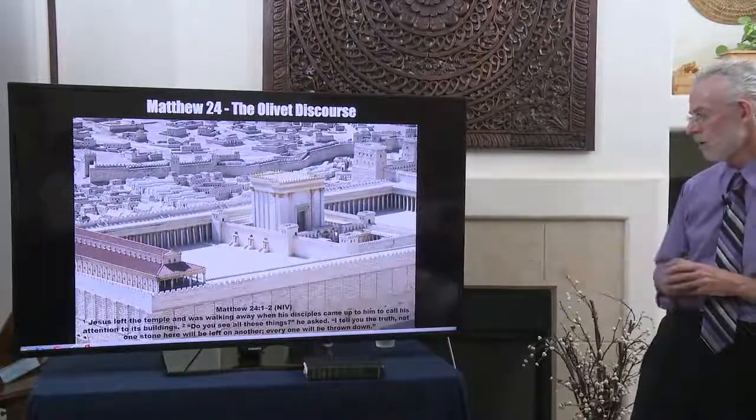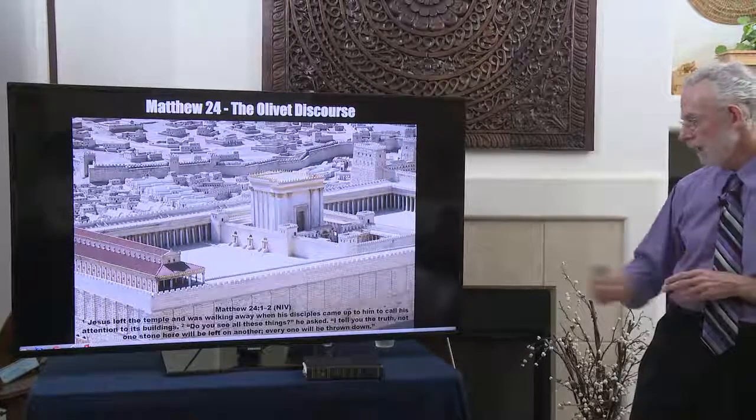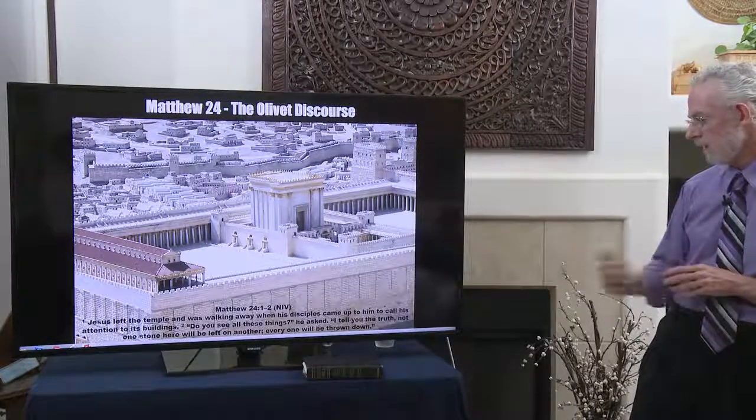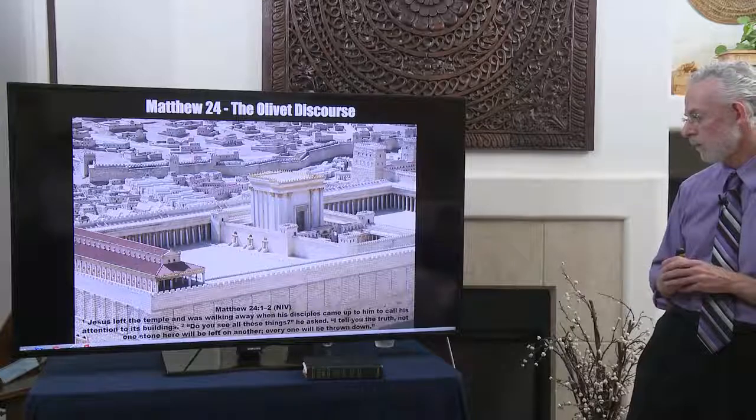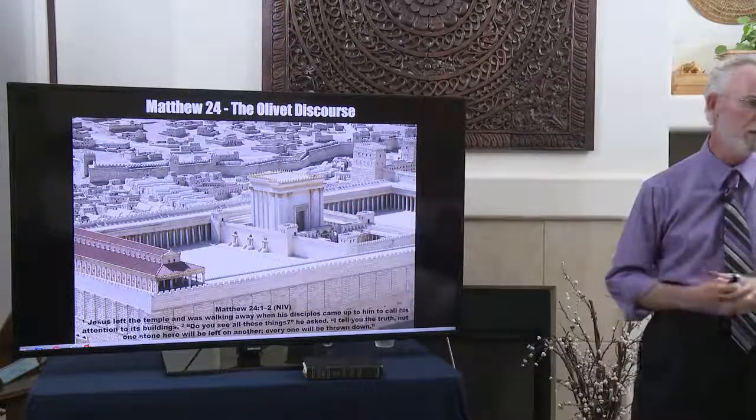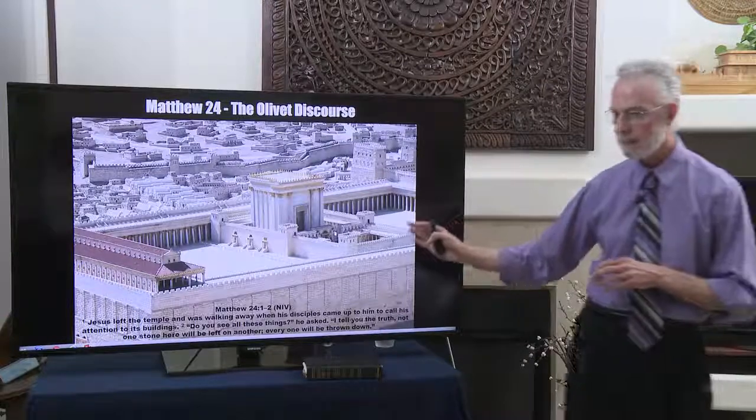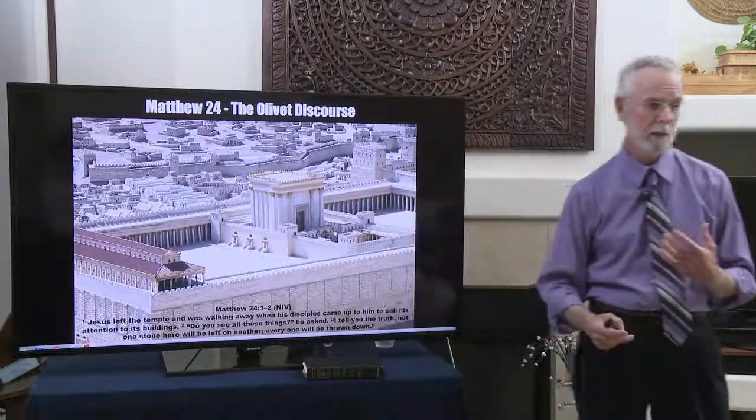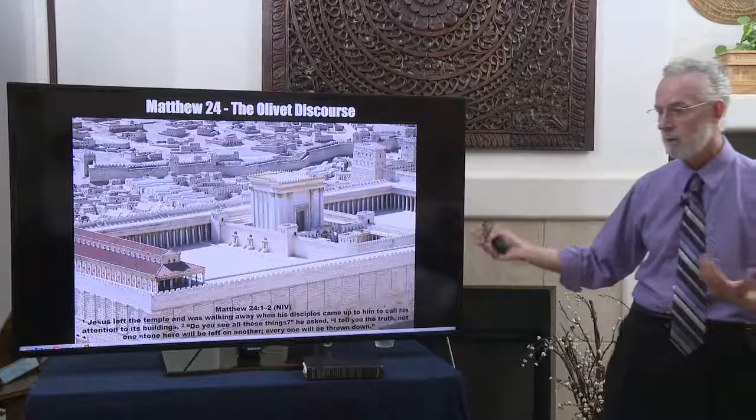And his disciples came up to him to call his attention to its buildings. And Jesus said, "Do you see all these things?" He said, "I tell you the truth, not one stone here will be left upon another. Everyone will be thrown down." Jesus was letting them know that that temple was going to be destroyed. And it must have been quite shocking to the apostles. This was a beautiful building. And Jesus said, "Do you see all this? It's all going to be torn down."